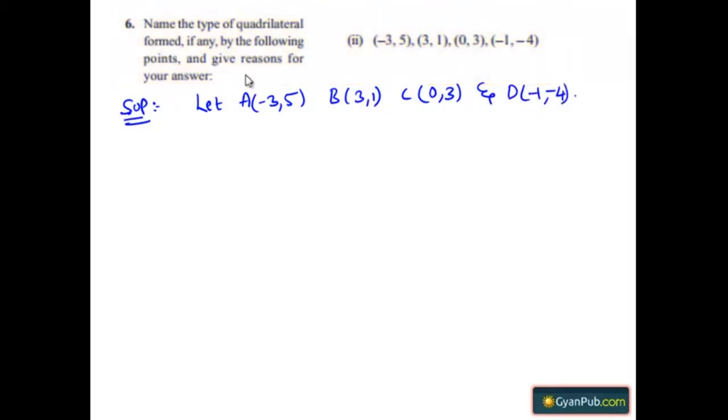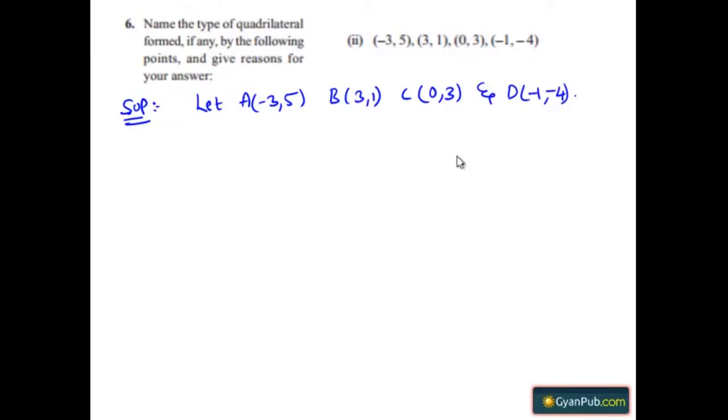Here in the question he has asked to find the type of quadrilateral formed by these points. So for this we need to find the distances AB, BC, CD and AD, which are nothing but the lengths of the sides of the quadrilateral ABCD, and also we need to find the lengths AC and BD, which are the diagonals of the quadrilateral ABCD.